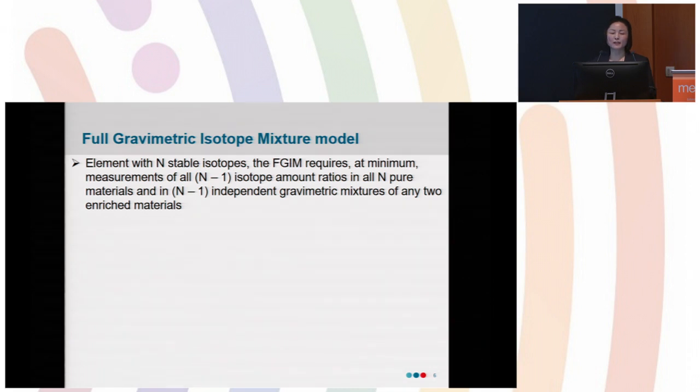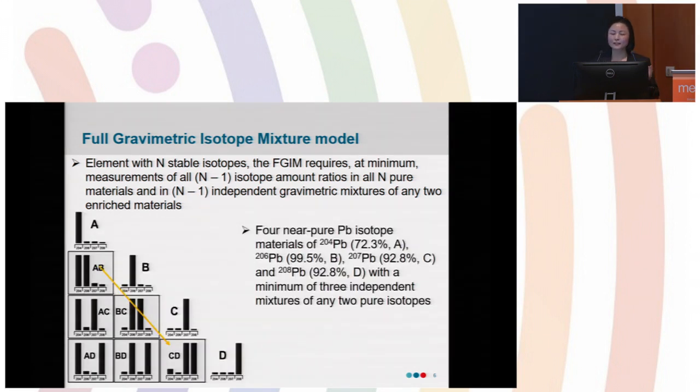For an element with n stable isotopes, the FGIM model requires, at the minimum, measurements of all n minus one isotopic amount ratios in all n pure materials, and also in n minus one independent gravimetric mixtures of any two enriched materials. So for example, for lead, we have four isotopes. Therefore, we need four enriched materials: 204 lead, 206 lead, 207, and 208. And also a minimum of three independent mixtures of any two of the pure isotopes.